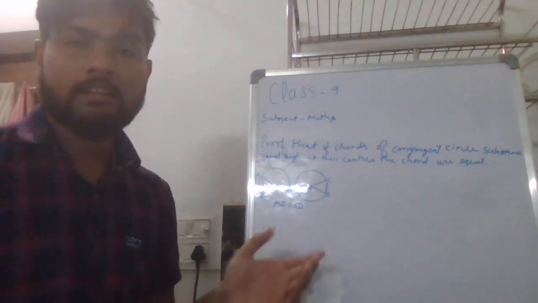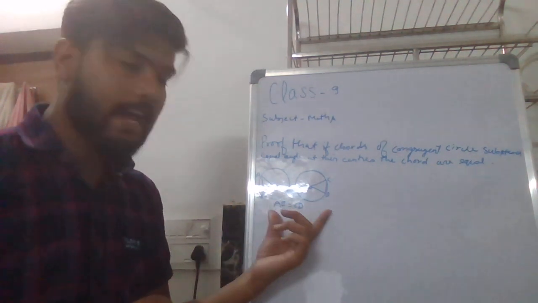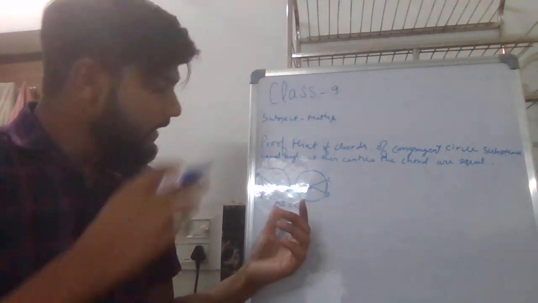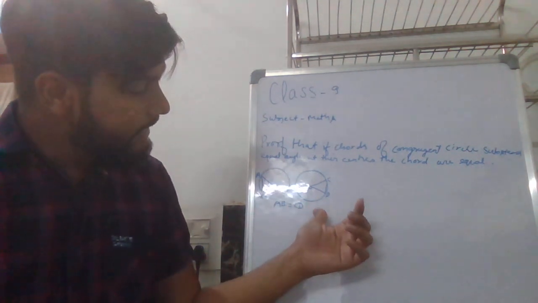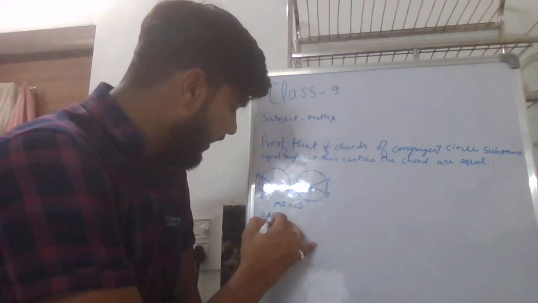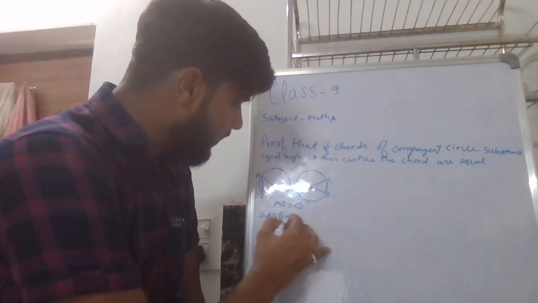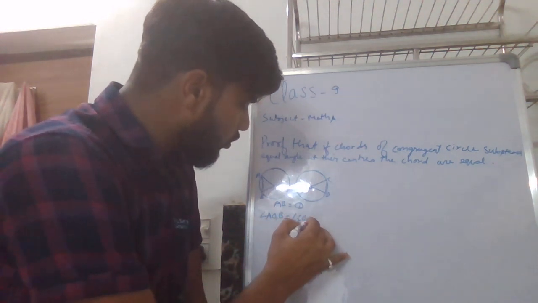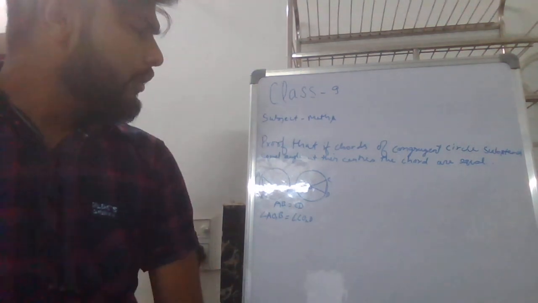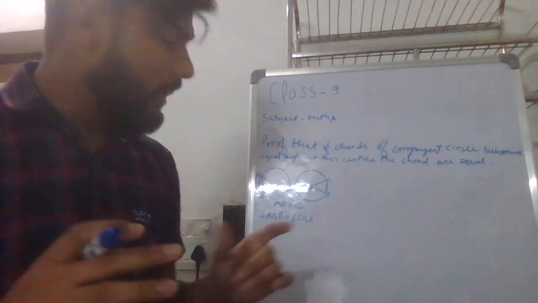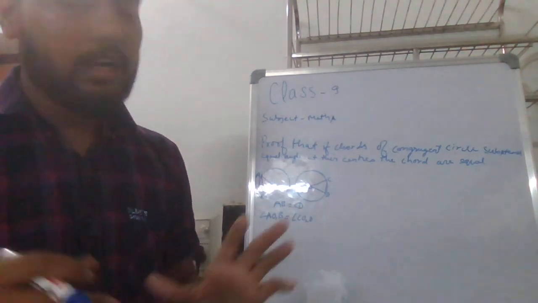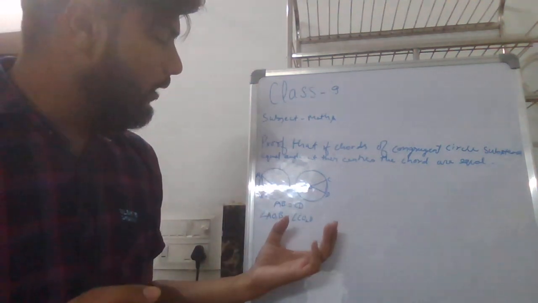Like given over here, the two circles of the same radii and triangle AO1B is equal to triangle CO2D. Okay, so I will write here triangle AO1B equal to triangle CO2D. So here now you tell me how can we prove this theorem. Okay, so now we will start proving this theorem.